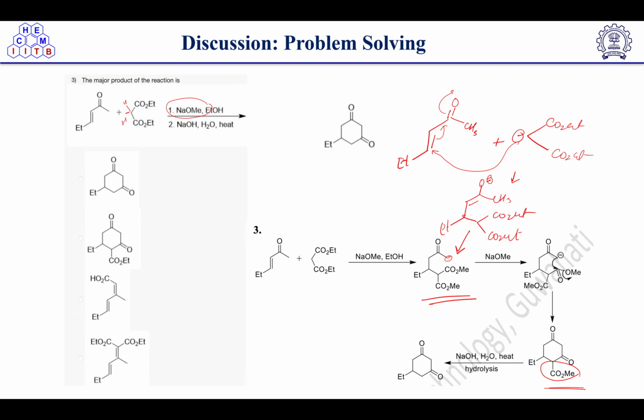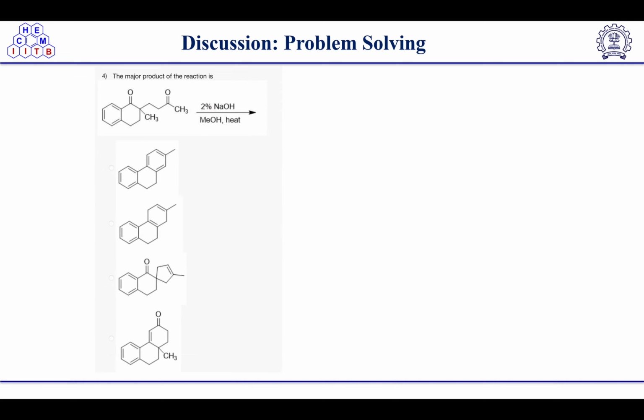So whenever you have a conjugated system, always do a 1,4 addition reaction. Okay. Now let's move to the next question.